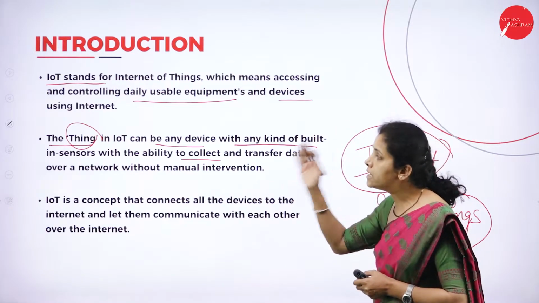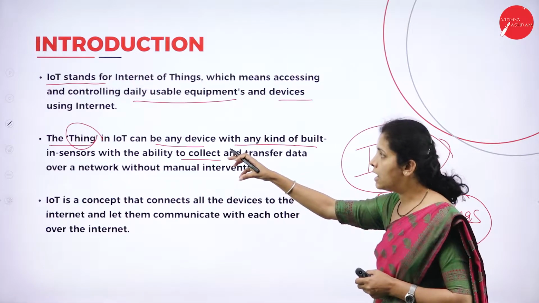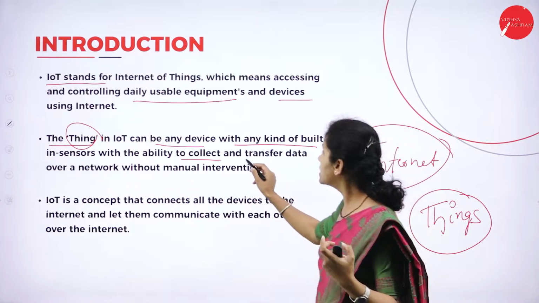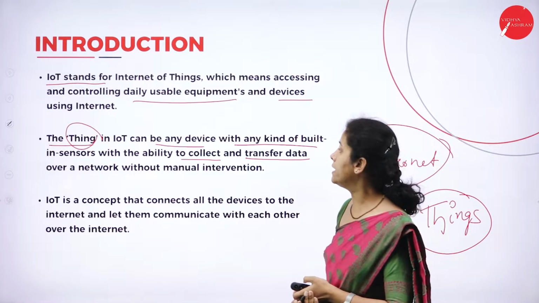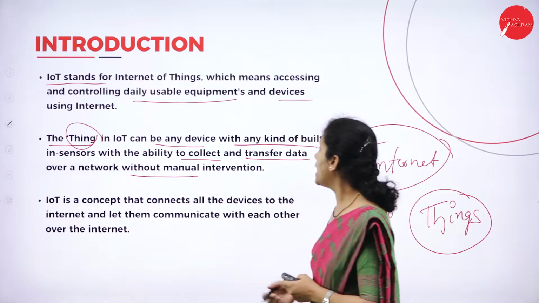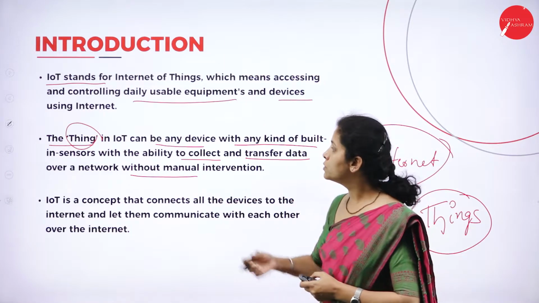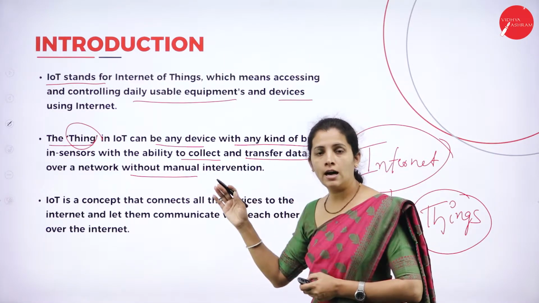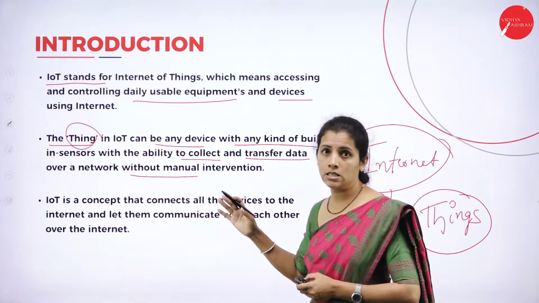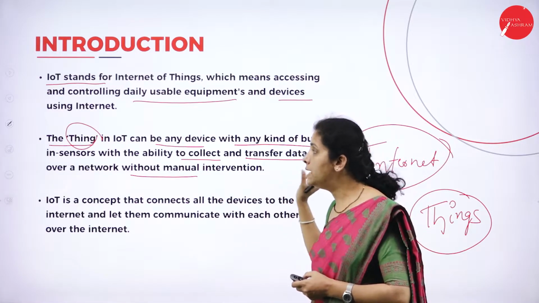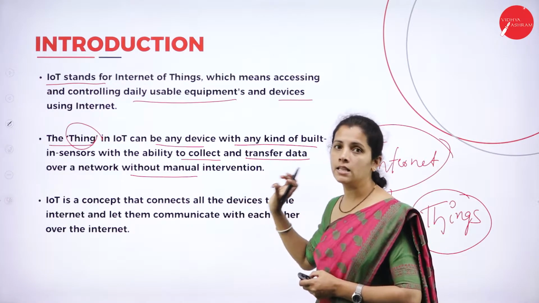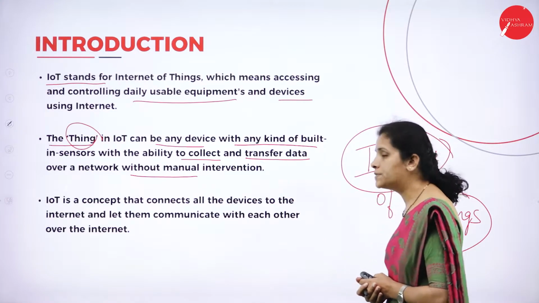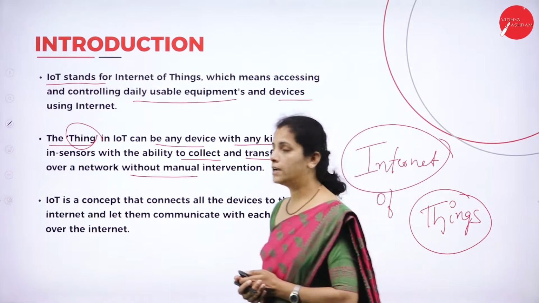That means thing must have a sensor, and what is the job of the sensor? It is to collect the data as well as transfer the data over a network without manual intervention. So here thing is nothing but all the electronic devices or all the electronic appliances, and that must have a built-in sensor, and these sensors must be able to collect the data as well as transfer the data over a network.